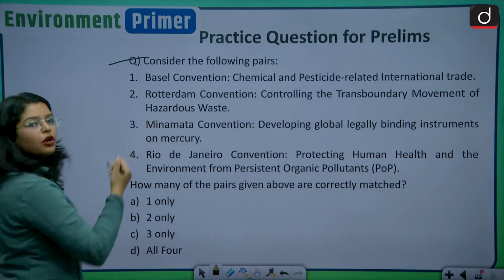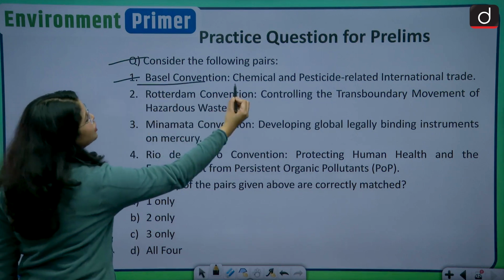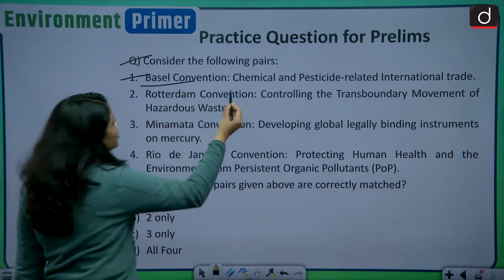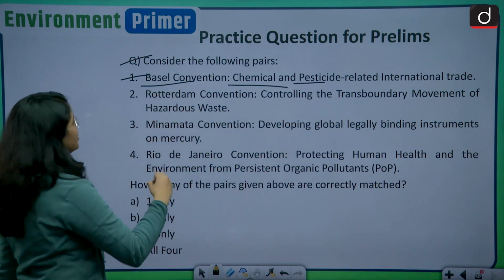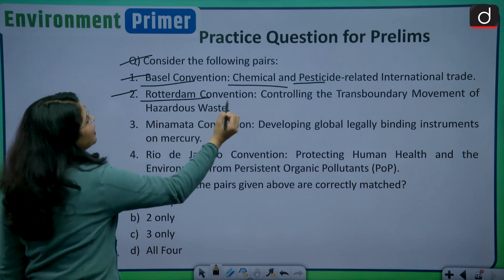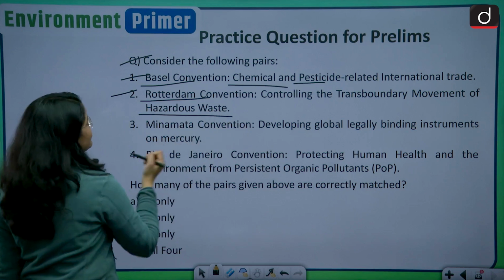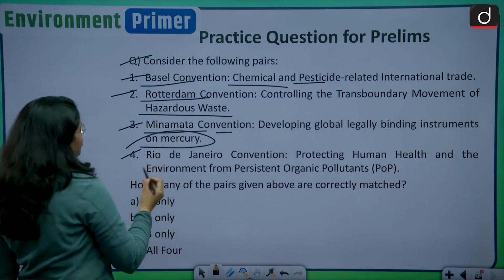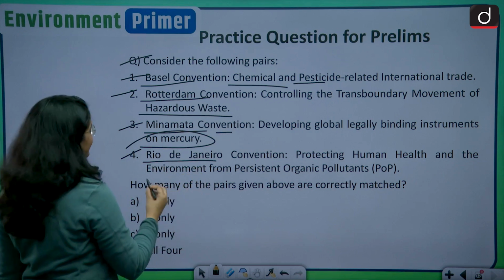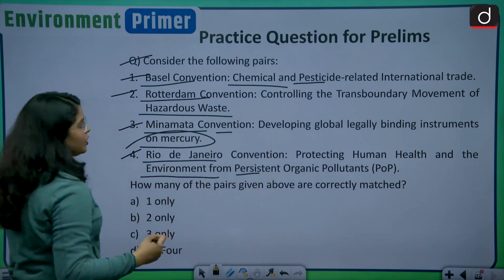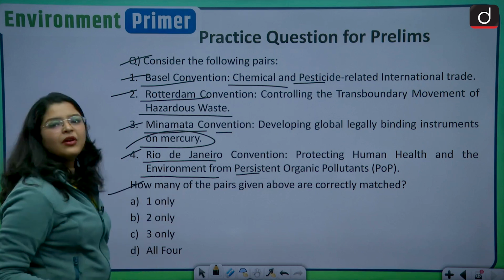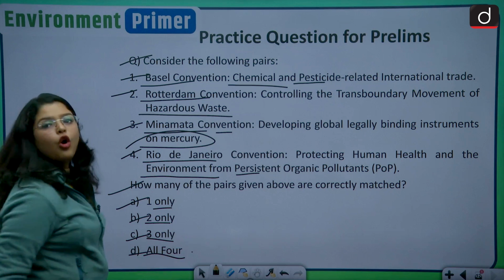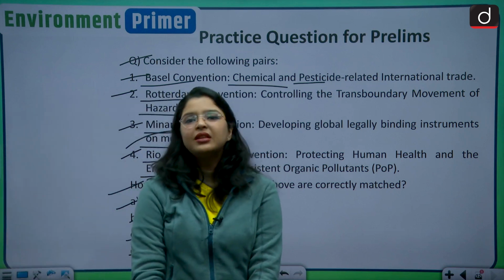So the question is, consider the following pairs. Number one, Basel Convention, and it talked about chemical and pesticide related international trade. Number two, Rotterdam Convention, controlling the transboundary movement of hazardous waste. Number three, Minamata Convention, developing globally legally binding instruments on mercury. And number four, Rio de Janeiro Convention, protecting human health and the environment from persistent organic pollutants, or the POPs. How many of the pairs given above are correctly matched? Your options are: A is one only, B is two only, C is three only, and D is all four pairs are correctly matched.